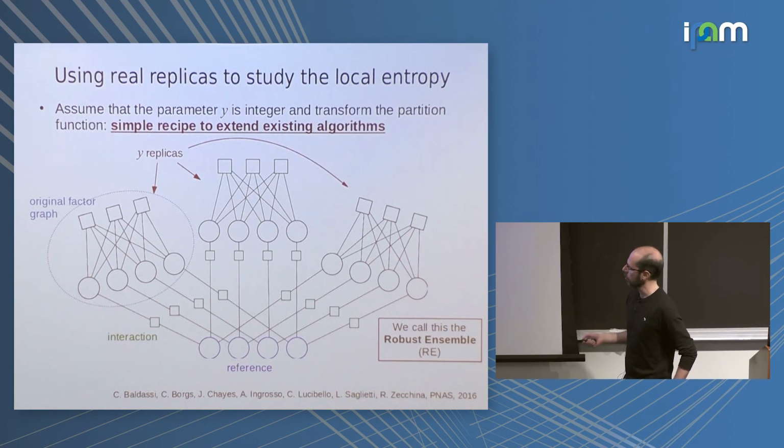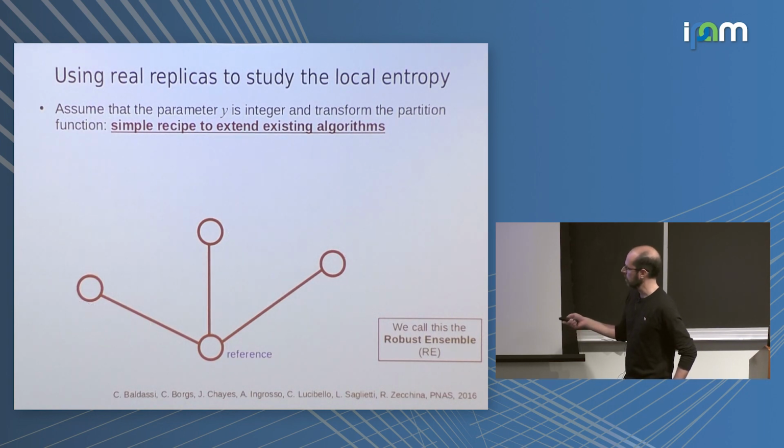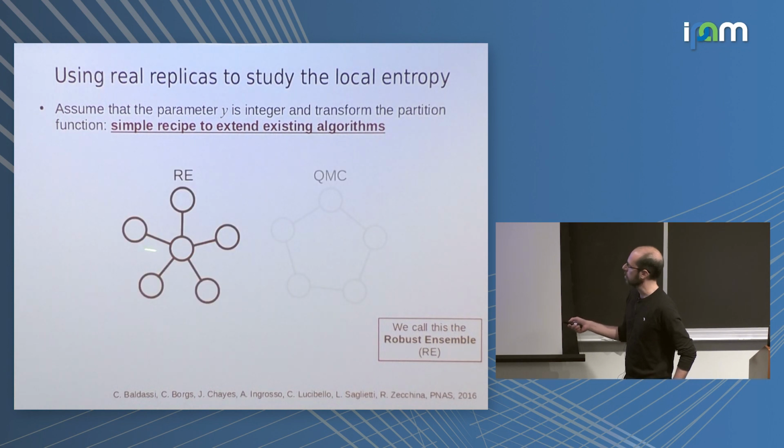And if we can simulate that, then the reference will move in the local entropic landscape rather than the original energetic landscape. If we look at this connection scheme and just focus on one of the variables, you see the replicas there and the reference here. So we have this scheme, which I can represent in this way. It's a star-like shape, the reference in the middle and the replicas around, connected in this way.